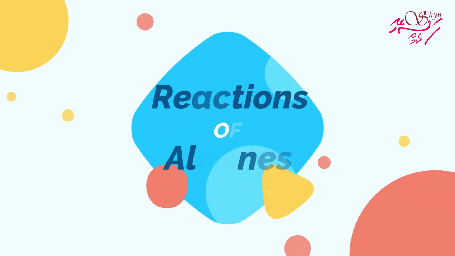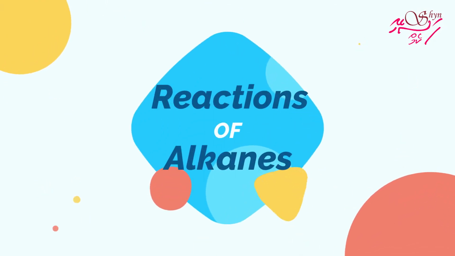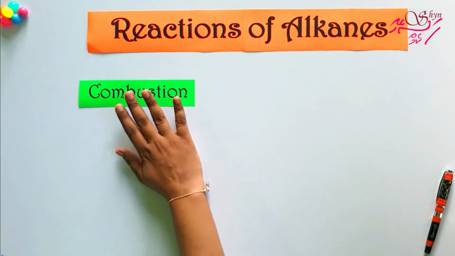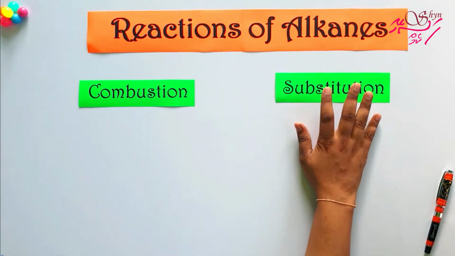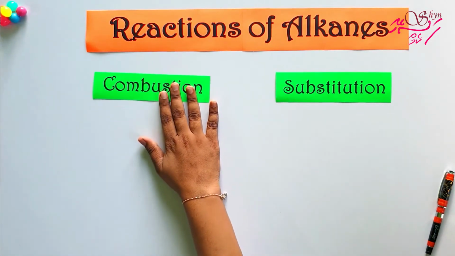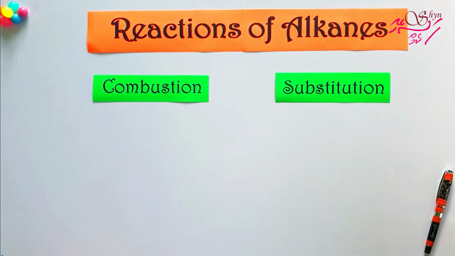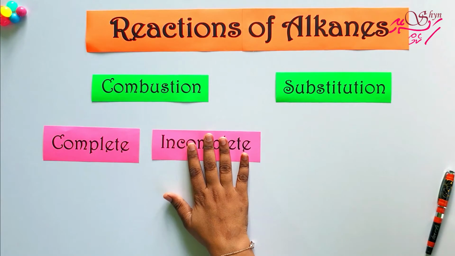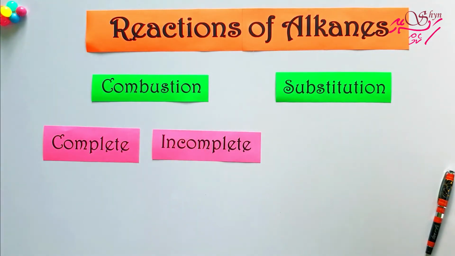In this lesson, we are going to look at the reactions of alkanes. Alkanes are generally unreactive, but they undergo combustion and substitution reactions. First, let's look at combustion. In enough supply of oxygen or air, alkanes undergo complete combustion. But with limited supply of air, it undergoes incomplete combustion.